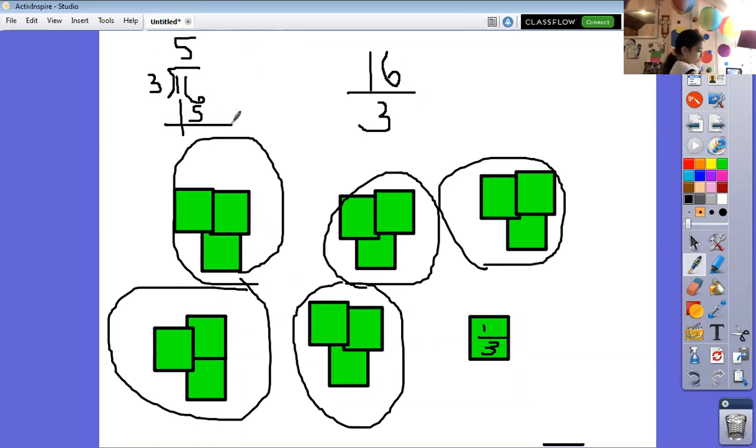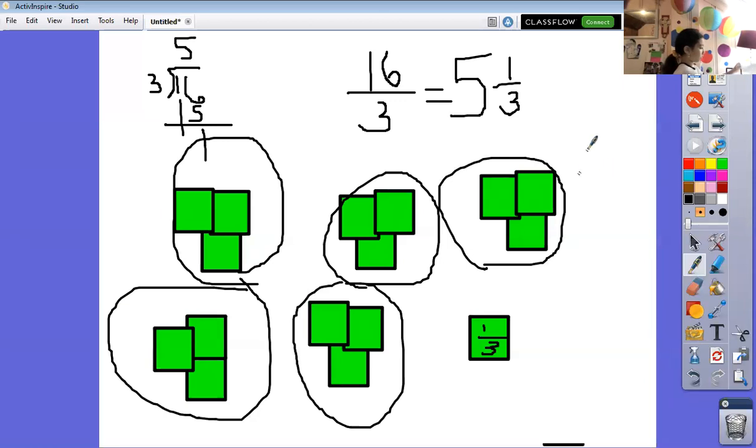But then how many leftovers do I have? 1. That 1 is out of 3 parts. So I say that the mixed number that matches this improper fraction is 5 whole times and 1/3 left over. I'm eventually going to have you show me what the mixed number is. So just on standby. I would show you 5 1/3, something like that.